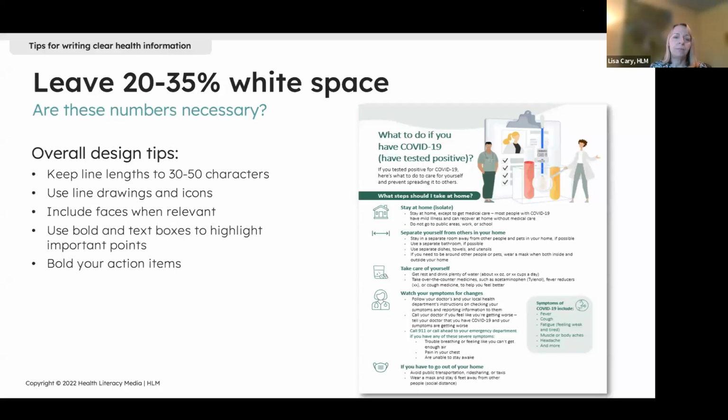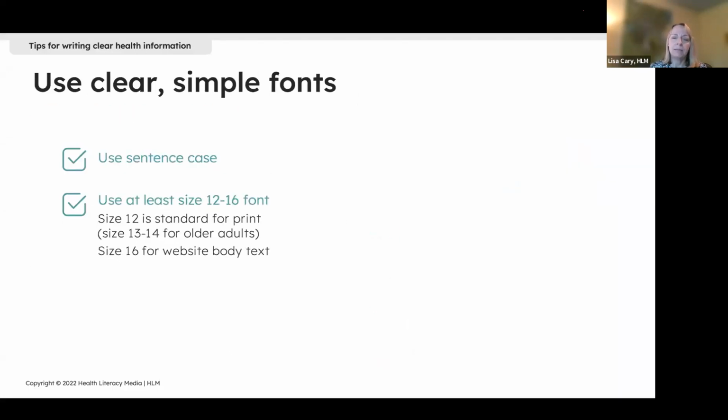And then you can use bolding, text boxes, color to highlight important points, and then highlight the action items with bolding.